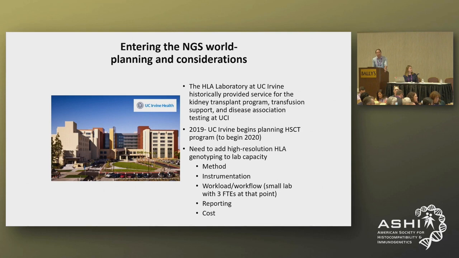from the scope of being a solid organ transplant lab. For the last couple of years, I've been helping out the UC Irvine laboratory, which has historically provided service for a kidney transplant program, transfusion support, and disease association testing. In 2019, UC Irvine wanted to begin a stem cell transplant program planned to begin in 2020. So we had to think about adding high-resolution HLA genotyping to our lab capacity.